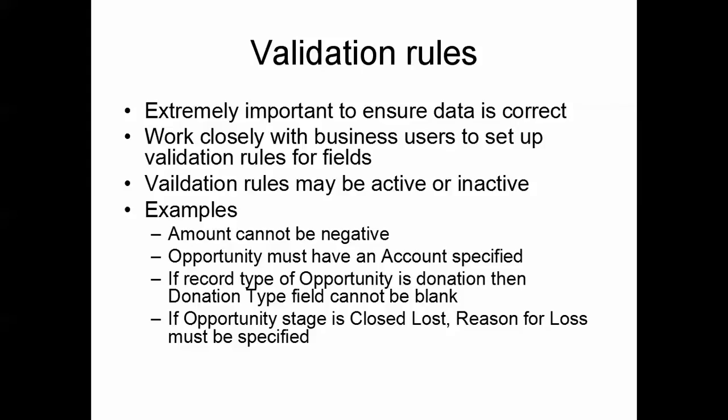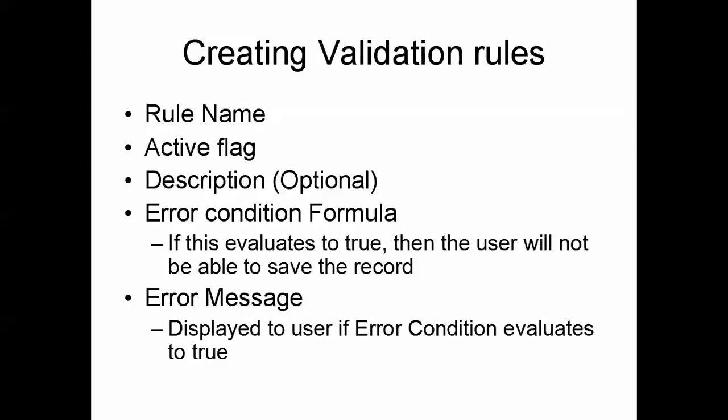If the rule is met, then Salesforce will not allow the user to save the record and it will generate an appropriate error message. For creating a validation rule, we have to specify the name of the rule. We have to set a checkbox called active to true or false. We have to provide an optional description. This is for our reference so that we can remember what is the purpose of the validation rule.